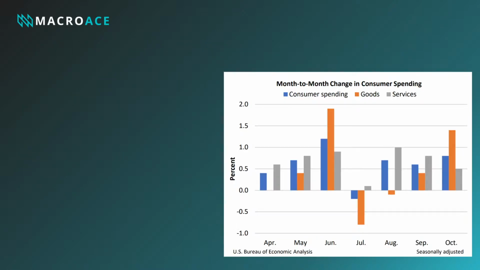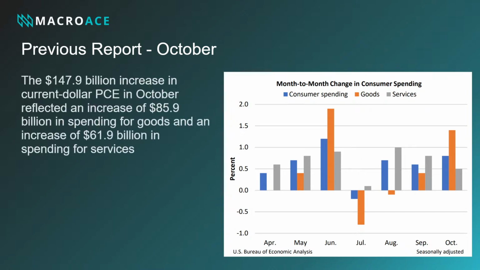So this is what I wanted to look at, the previous report for October. The $147.9 billion increase in current dollars PCE in October reflected an increase of $85.9 billion in spending for goods and an increase of $61.9 billion in spending for services. So this is quite important to see what the spending appetite is like within the US.